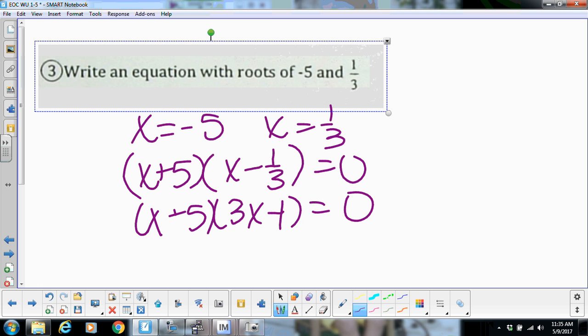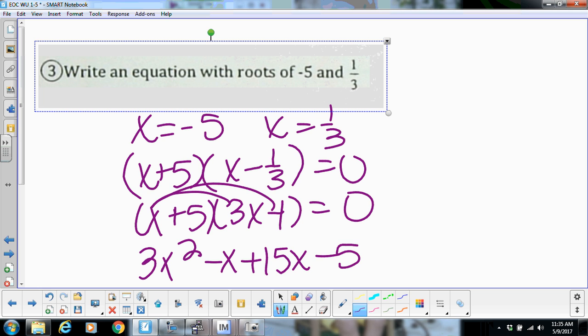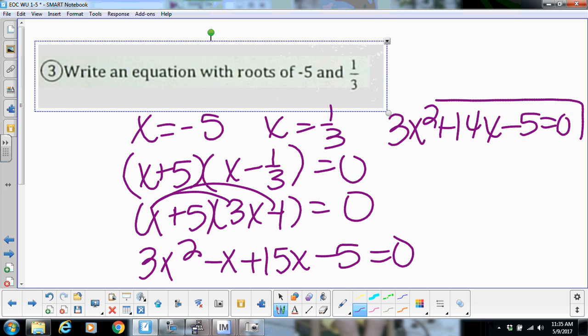And then from here, you are going to distribute. So that's going to give me 3x squared minus x plus 15x minus 5, or a final answer of 3x squared plus 14x minus 5. Don't forget you're equal to 0.